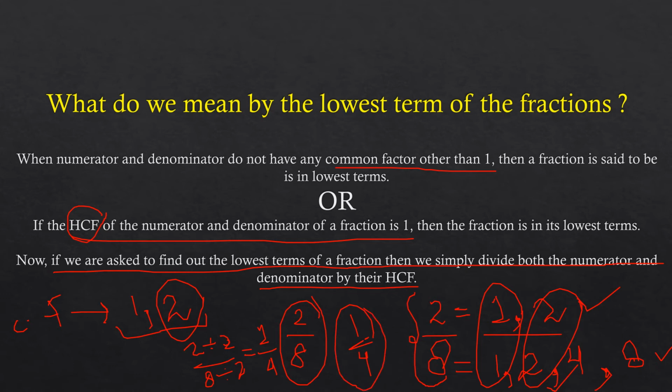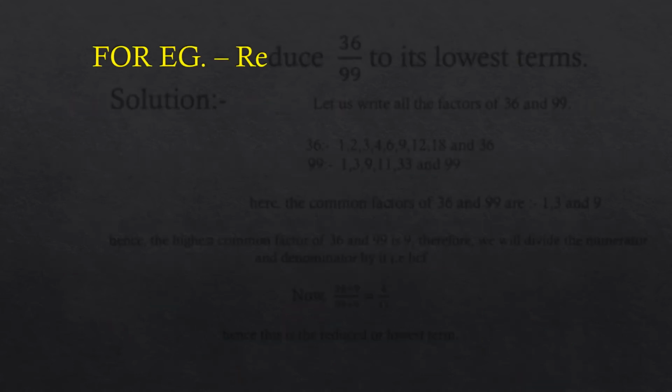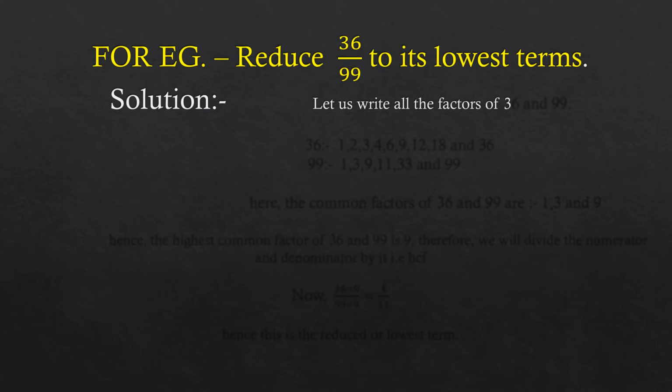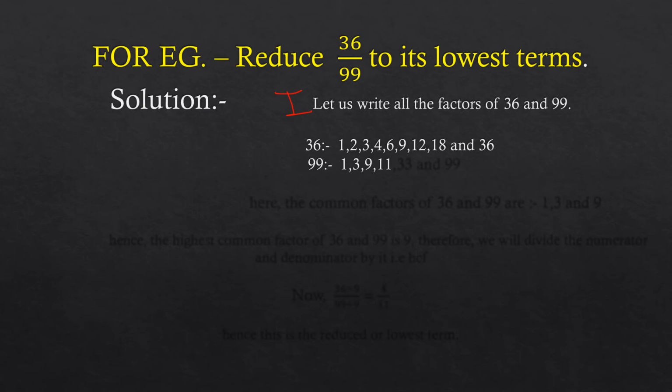Now let's practice one example for this. Here the example is reduce 36 by 99 to its lowest terms. We have to reduce 36 upon 99 to its lowest term. Now look at the solution. First of all, we will write all the factors of 36 and 99 as well. This is the first step. See here, 36 has 1, 2, 3, 4, 6, 9, 12, 18 and 36. 99 has 1, 3, 9, 11, 33 and 99.